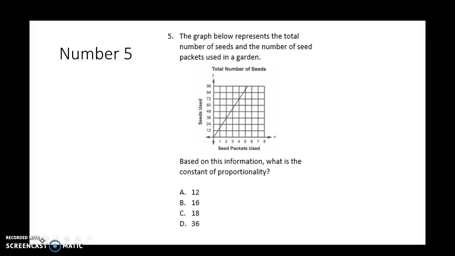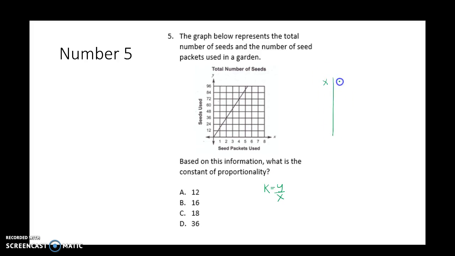All right, so number 5. I think y'all are getting better at this constant thing. So the graph below represents the total number of seed packets used in a garden. Based on it, what is the constant? So guys, what are we finding? Right? We're finding K. K equals Y over X. So again, it's a constant problem.